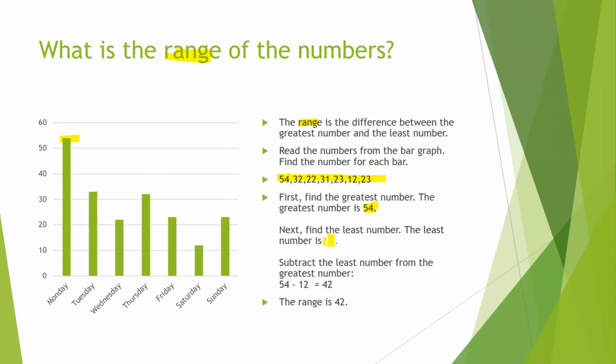I told you the difference between the greatest number and the least number is called the range. So 54 minus 12 equals 42. This is called the range.